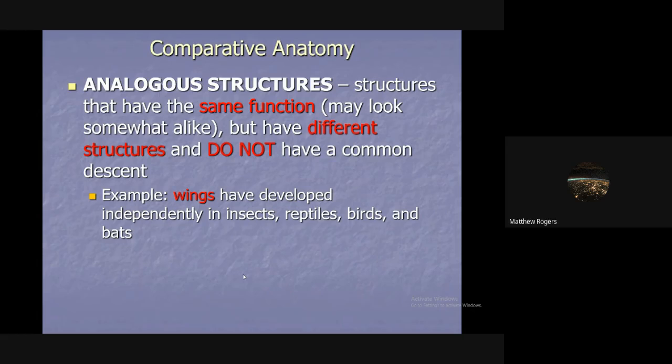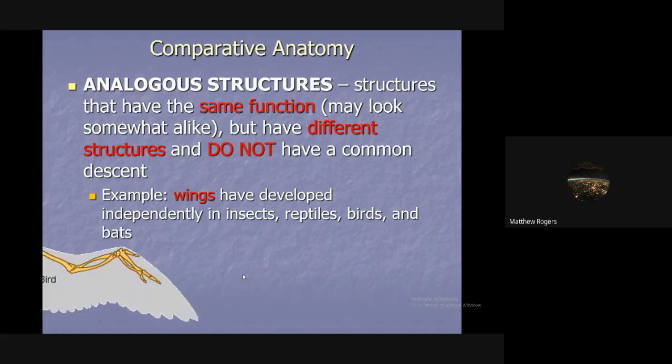They do not have a common ancestor that has wings, but they've developed these wings and they have the same function. They're all going to be pretty much used to fly or to move through the air and glide, but they have different structures to do that, and they're not a common descent. So same function, wings, but different descent.